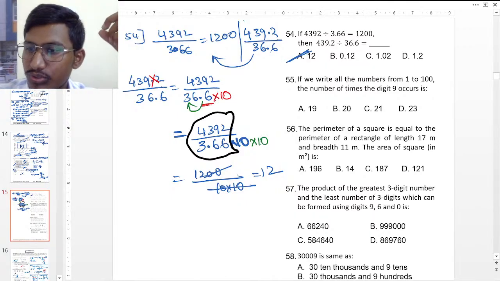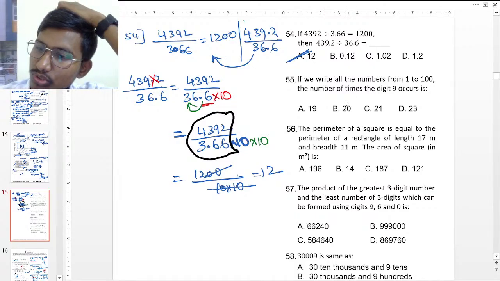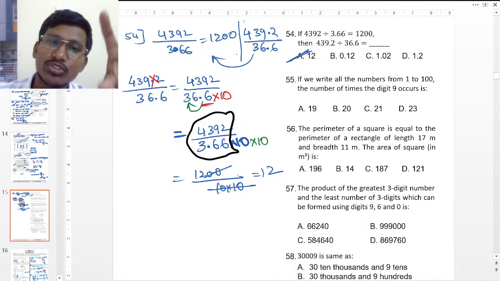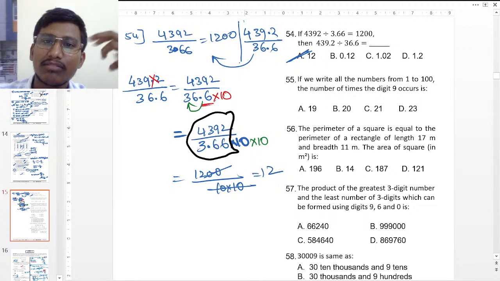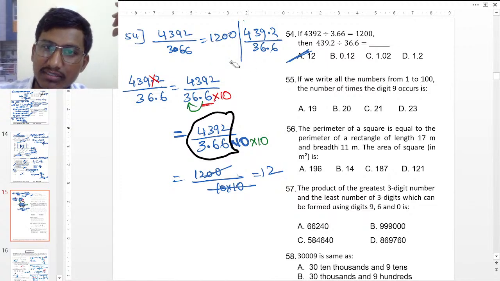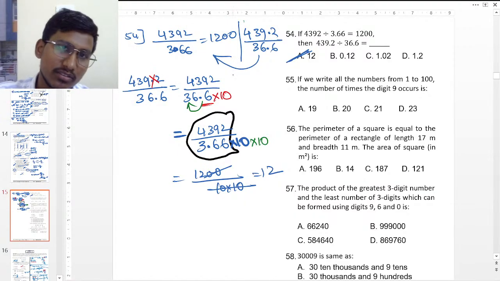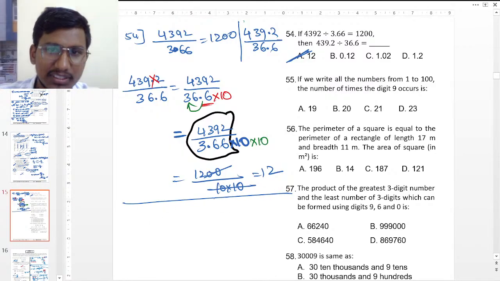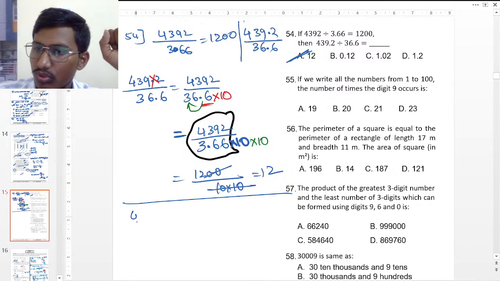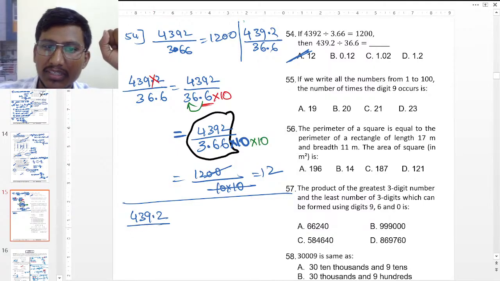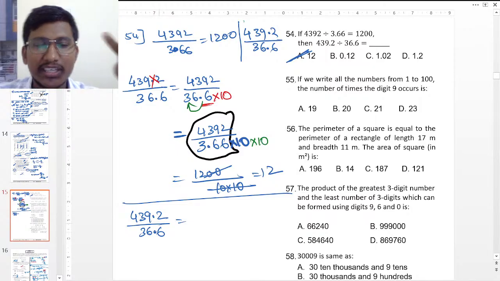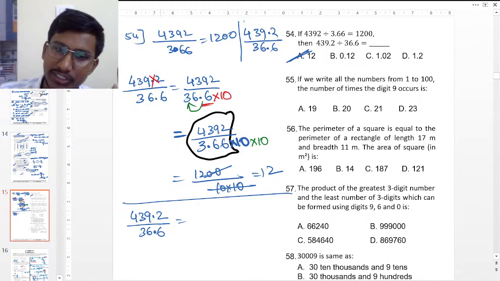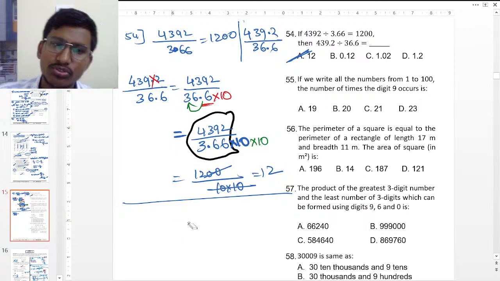I hope everyone understood. So in this type of question, what we have to do? We have to change it into the given format and then find the answer. Or you can directly divide it. If you are feeling this is difficult, we can directly divide it, that is 439.2 divided by 36.6. So here remove the decimal point and then divide it. Whichever is easy for you, you can do it.